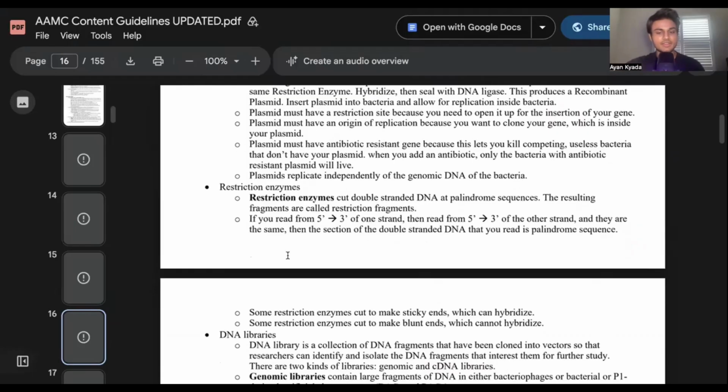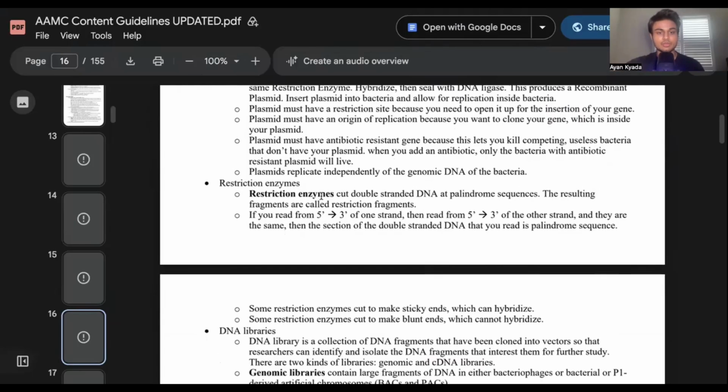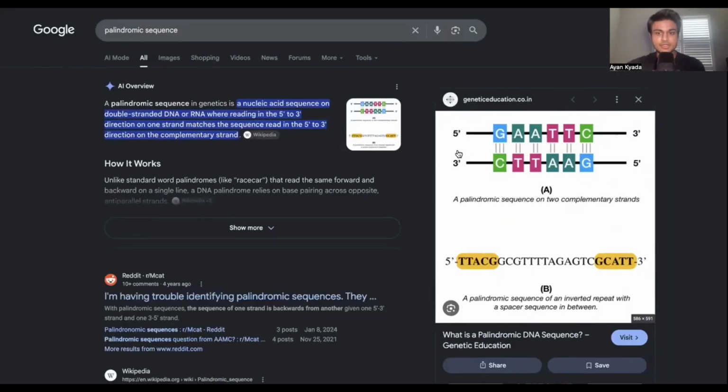And then we're going to talk a little bit more about restriction enzymes. So the specific thing you need to know about these restriction enzymes is that to cut and isolate the gene or the DNA sequence of interest, what they do is they cut double-stranded DNA at palindromic sequences. And what palindromic sequences are essentially two complementary strands that read the same exact sequence in the 5' to 3' direction.